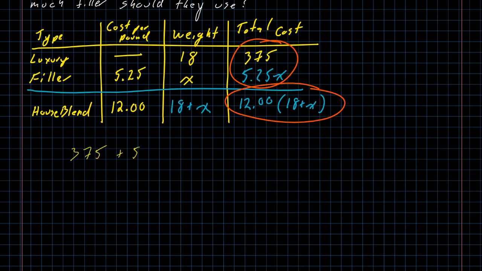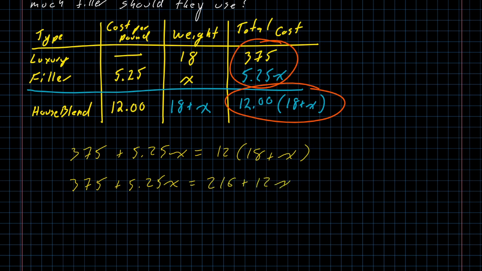375 plus 5.25x is equal to 12 times 18 plus x. We can distribute on the right-hand side. 12 times 18 is 216. We can get all of the x onto one side of the equation by subtracting 5.25x from both sides of the equation. 12 minus 5.25 is 6.75.